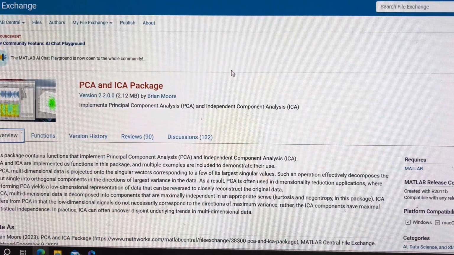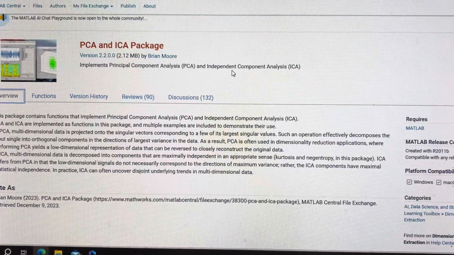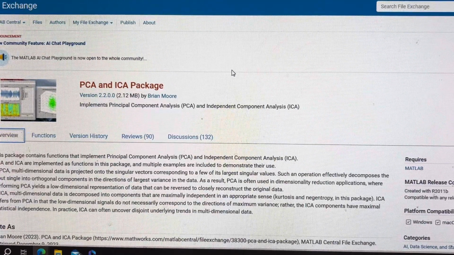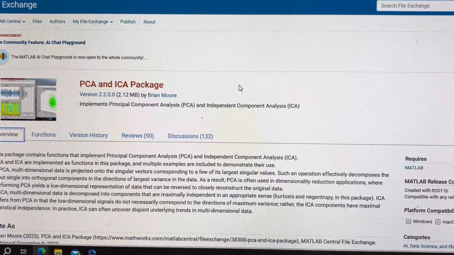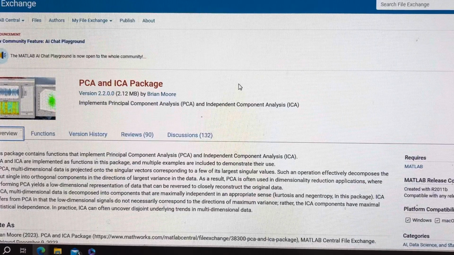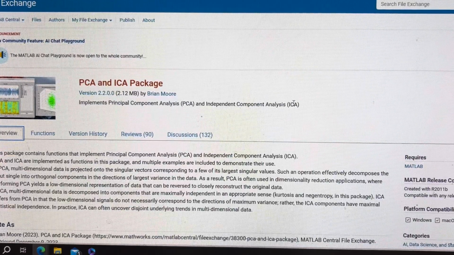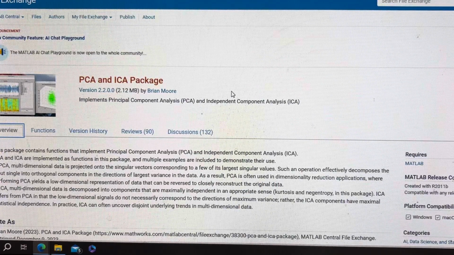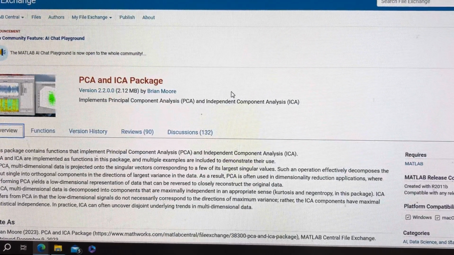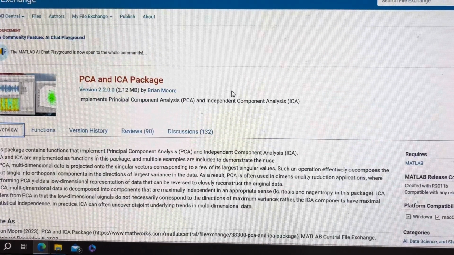You can also look at the MathWorks website for PCA and ICA; I will talk about ICA later. It's a toolbox, a package which you can access if you have a MATLAB license, or you may need to order it from the MathWorks website as well. MATLAB is a source for learning PCA and ICA. But today people use Python as a free resource.